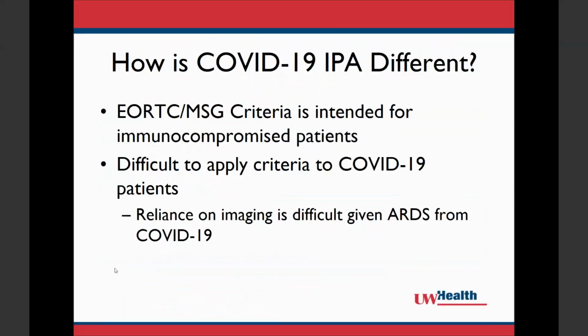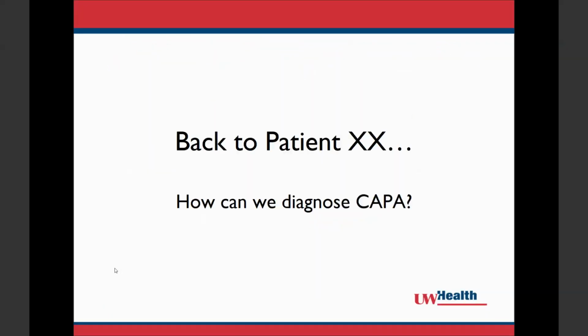So you can see that all of the host factors are centered around immunocompromised conditions, which isn't necessarily all of our COVID patients who may be at risk. So it's difficult to apply the EORTC criteria that I just showed to all COVID patients. And again, especially because the imaging is difficult given the ARDS picture from COVID respiratory failure. So what does that leave us then?